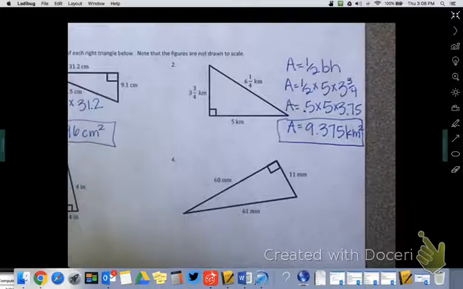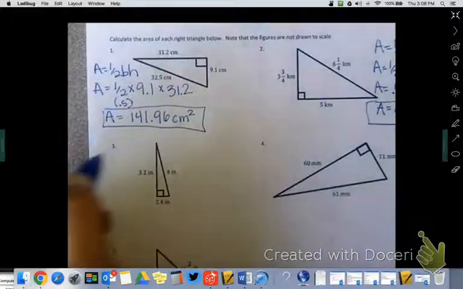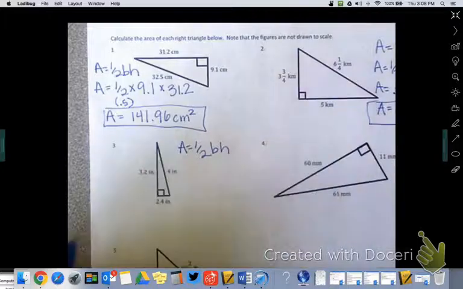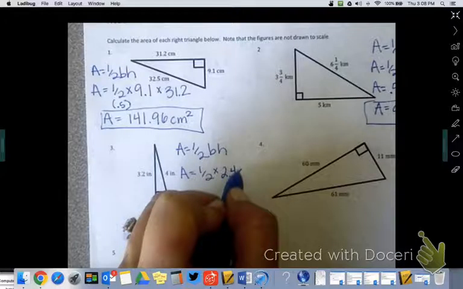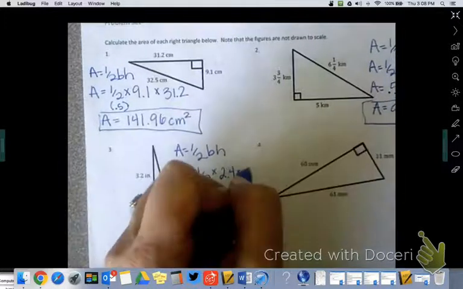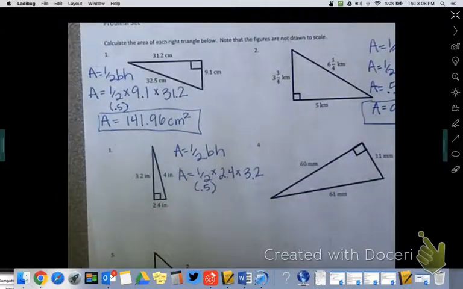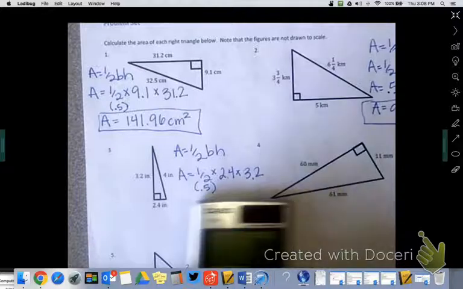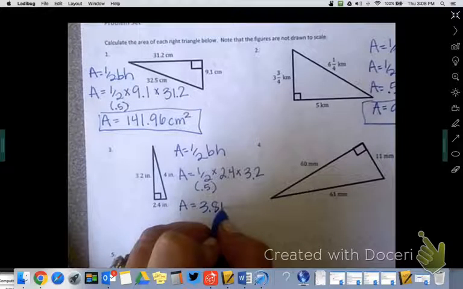Okay, try number 3. All right, area equals 1/2 times base times height. So area equals 1/2 times 2.4 times 3.2. Again, I'm going to go ahead and use the decimal version and multiply across. 0.5 times 2.4 times 3.2. Okay, and my answer is 3 84/100 inches squared.